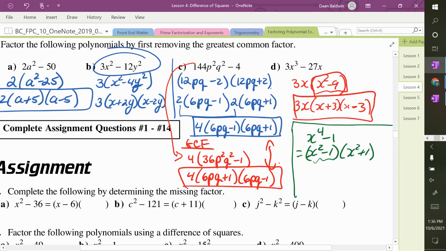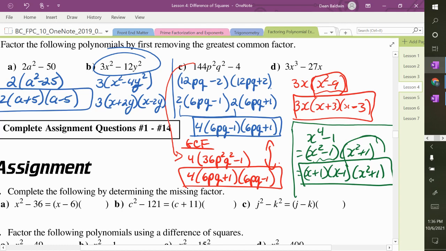What is this? It's a difference of squares again. All right? Because I can rewrite it as x plus 1, x minus 1. Is x squared plus 1 a difference of squares? Because it's got the plus. Okay? So that just stays the same. So you always factor until you cannot factor anymore.